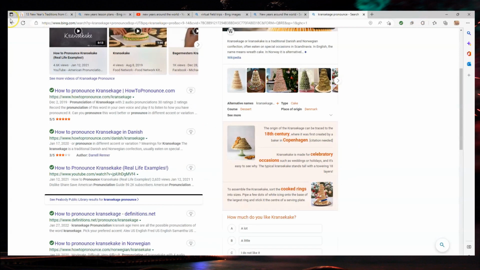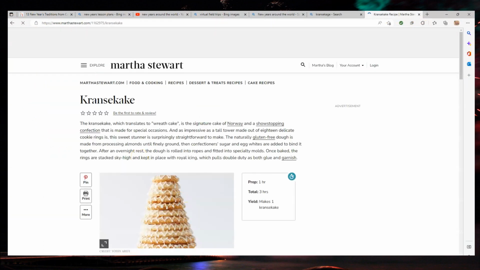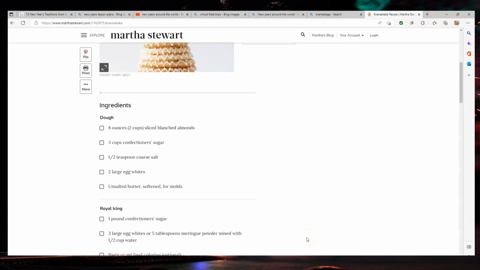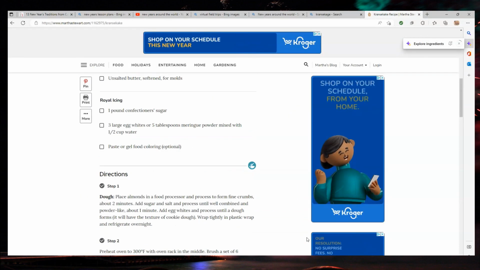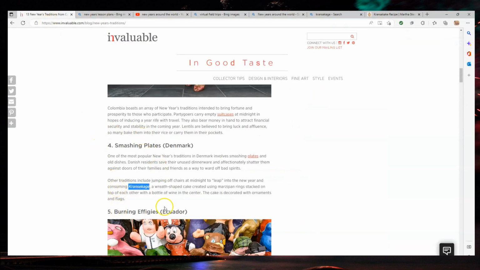All right. So I had to look that up. That is so cool. Martha Stewart recipe even. So there you go. There's something you could try to make. Here's your ingredients for that. It's a New Year's tradition in Denmark.